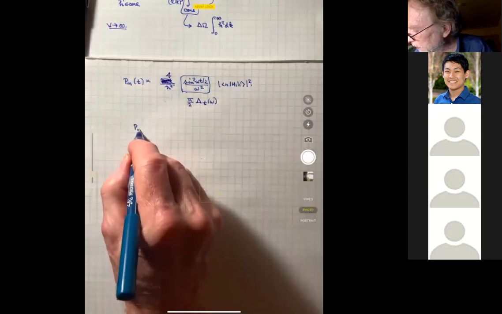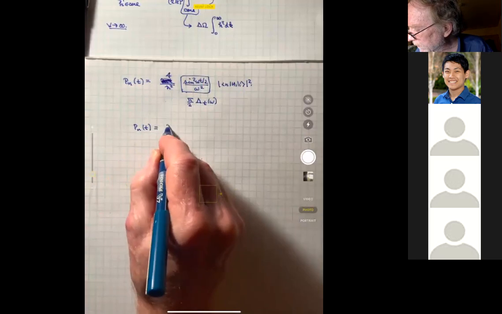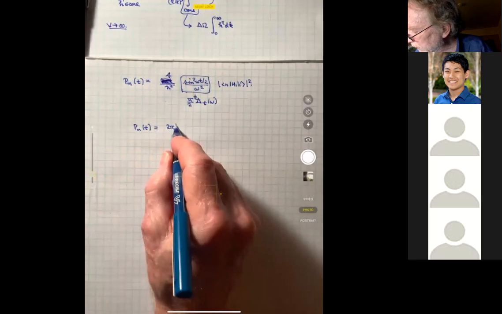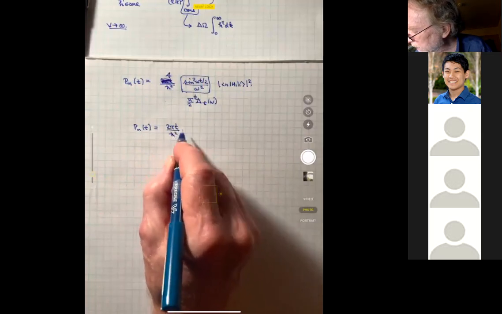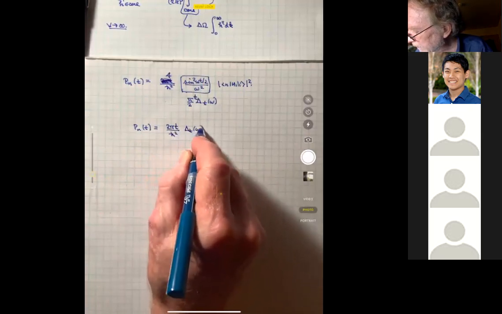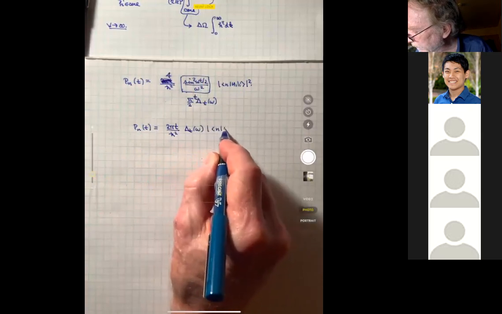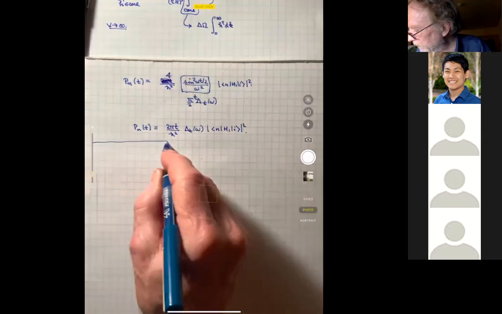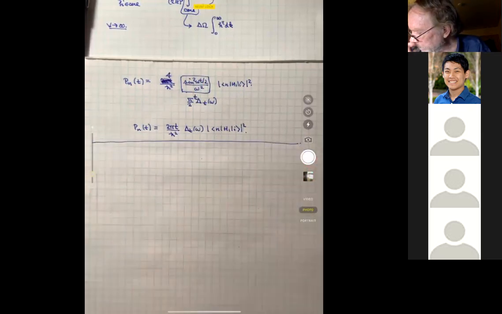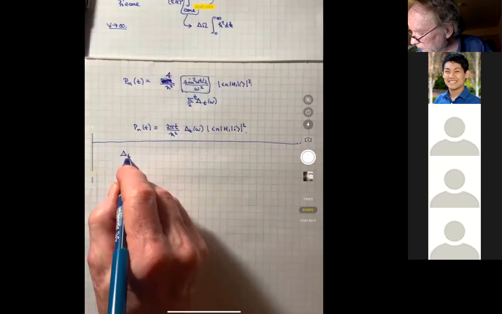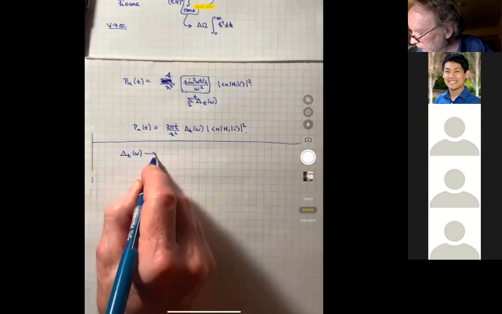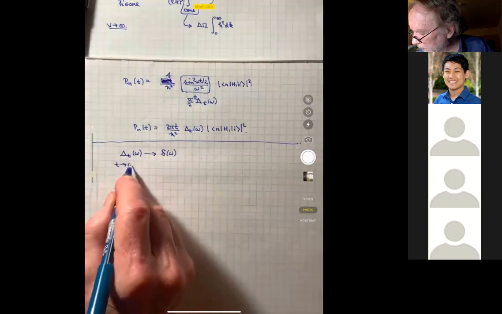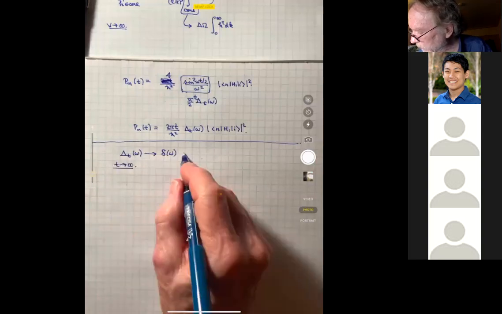So the Pn of t, in a different expression, becomes 2 pi t over h bar squared times delta sub t of omega times the square of the matrix element. Okay? Now, the delta sub t of omega is eventually going to turn into a Dirac delta function because we're going to let t go to infinity. I'll say more about what that limit involves in a minute, but this is what we're going to do.